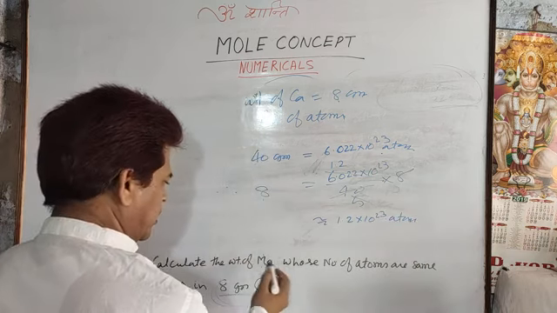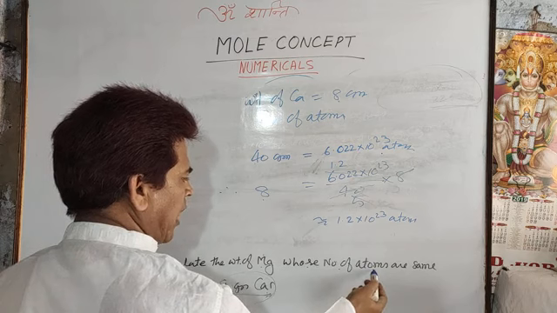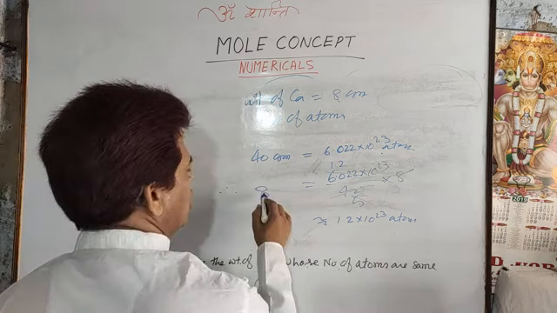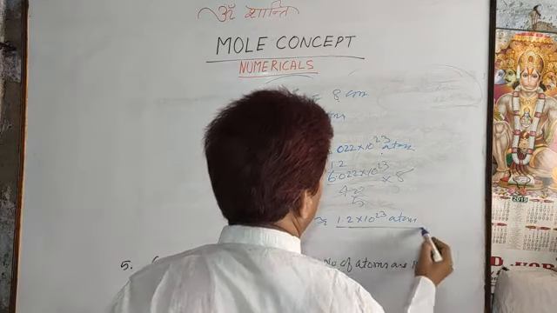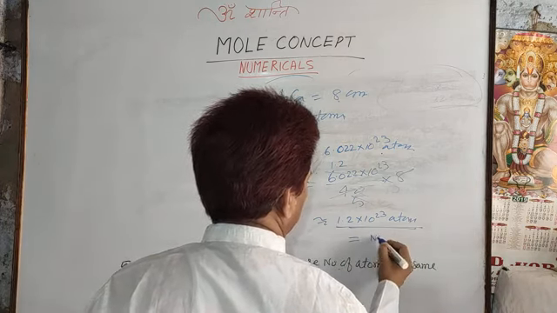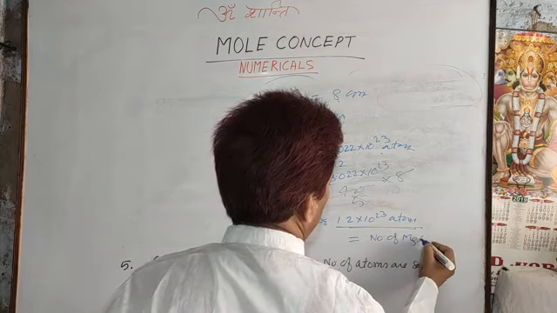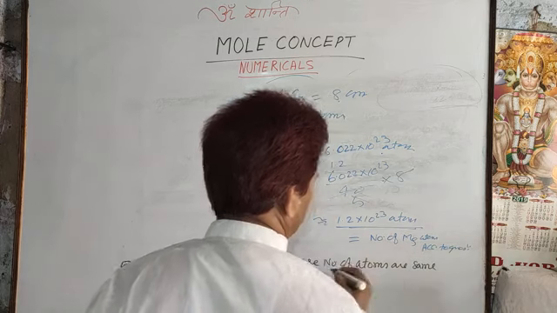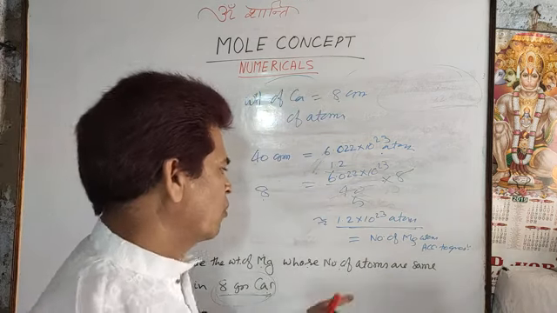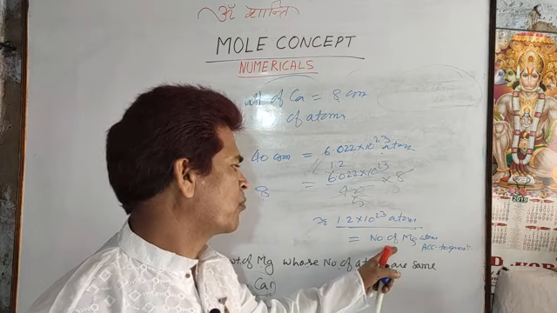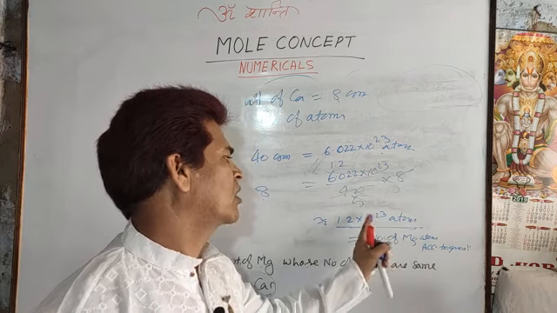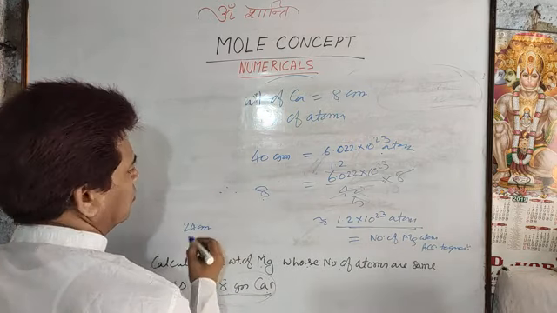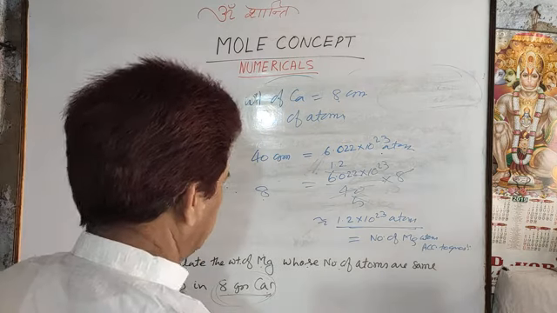And according to the question, the number of magnesium atoms is the same as in 8 gram calcium. So in 8 gram calcium this number of atoms comes, and that is equal to the number of magnesium atoms according to the question. So the number of magnesium atoms is known, and now we convert it into weight. The atomic mass of magnesium is 24 gram. So you can write that. Next calculation.